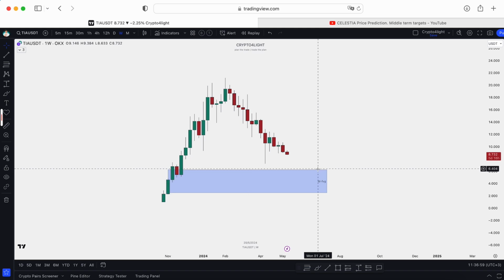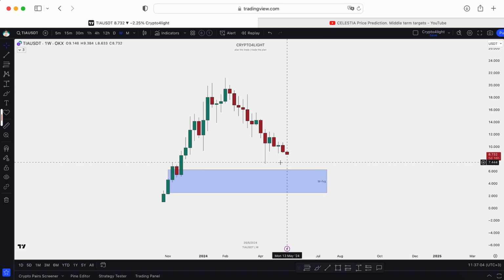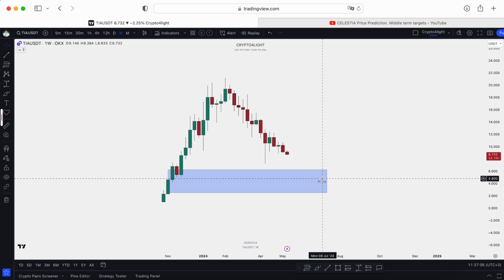Deeper correction, it can be the test of the monthly fair value gap, $6.27. Sweep this liquidity pool and maybe even lower, to close 30% or 50%. It's $4.32, for example, or $5.